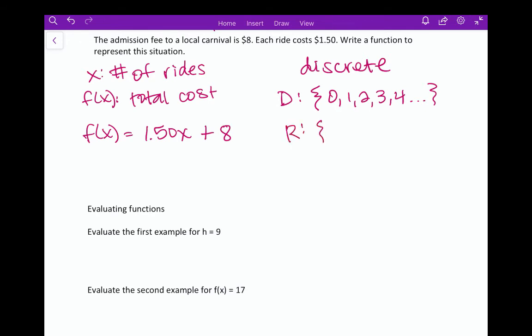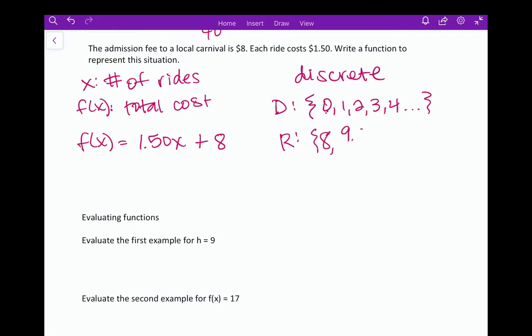So then my range, okay, so think about your domain. If you plug in a 0, you spend $8. If you plug in a 1, you spend $9.50, then $11, then $12.50, and so on. So that is your range. You're never going to, at this specific carnival, assuming that you don't buy any food or anything else, you're never going to spend a different amount than what's listed in the range, in the pattern that follows.